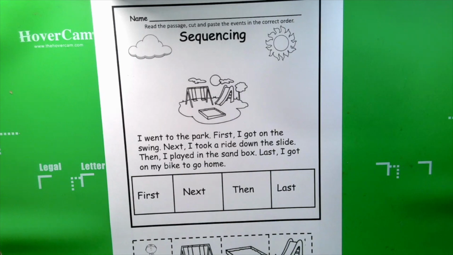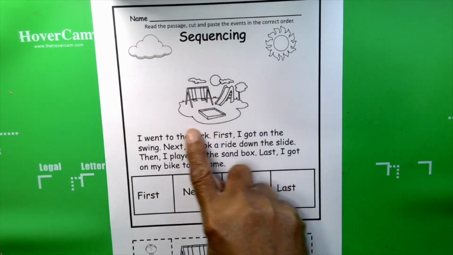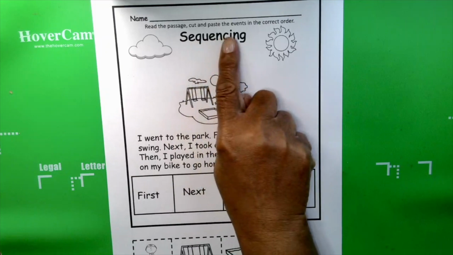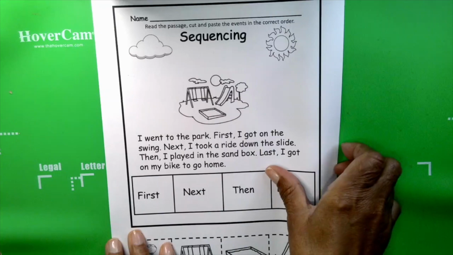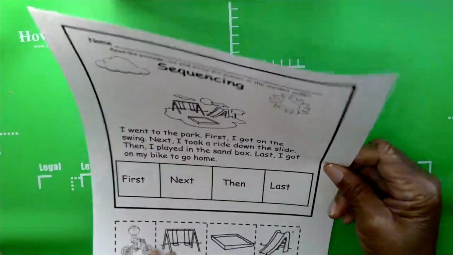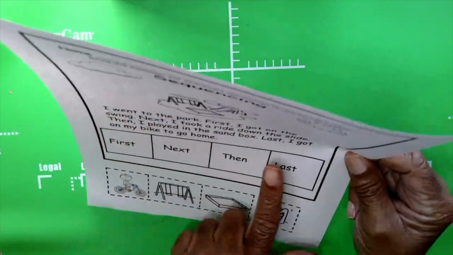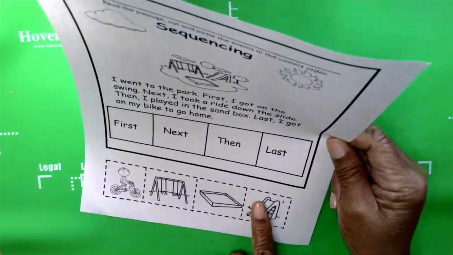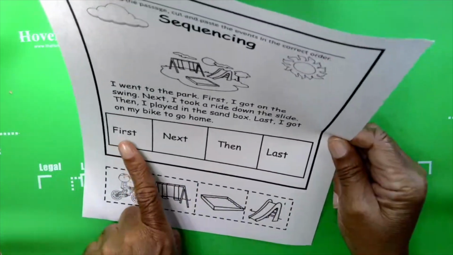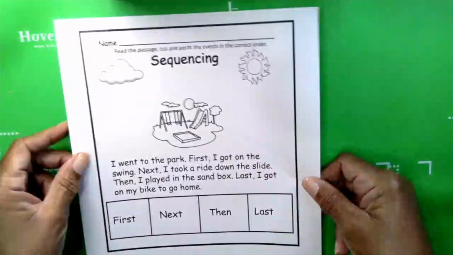First thing we're going to do is read the directions because the directions tell us what to do. It says read the passage, and this is the passage. Cut and paste the events in correct order. So here we are. Take a look at your paper at the bottom. We have our pictures. We're going to read the story and put the pictures in the order in which they happened in the story. We're going to start with what happened first, next, then, and last.